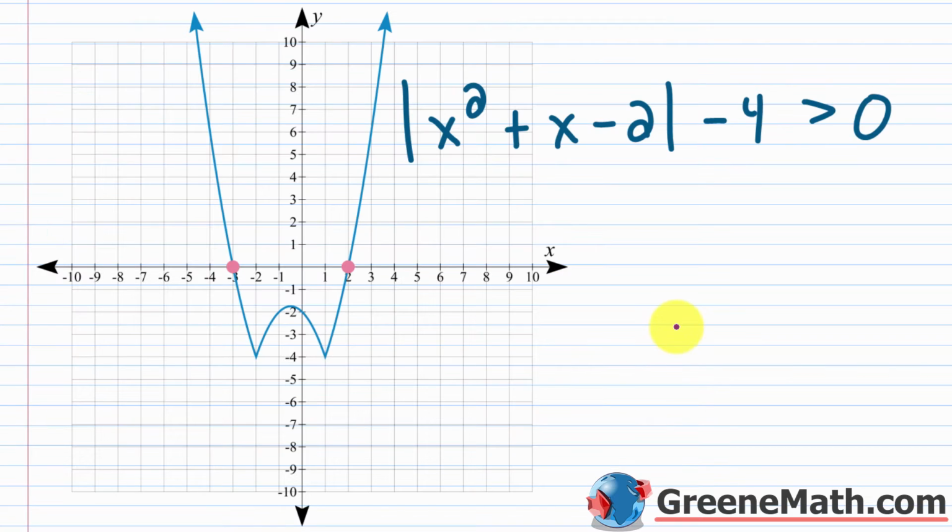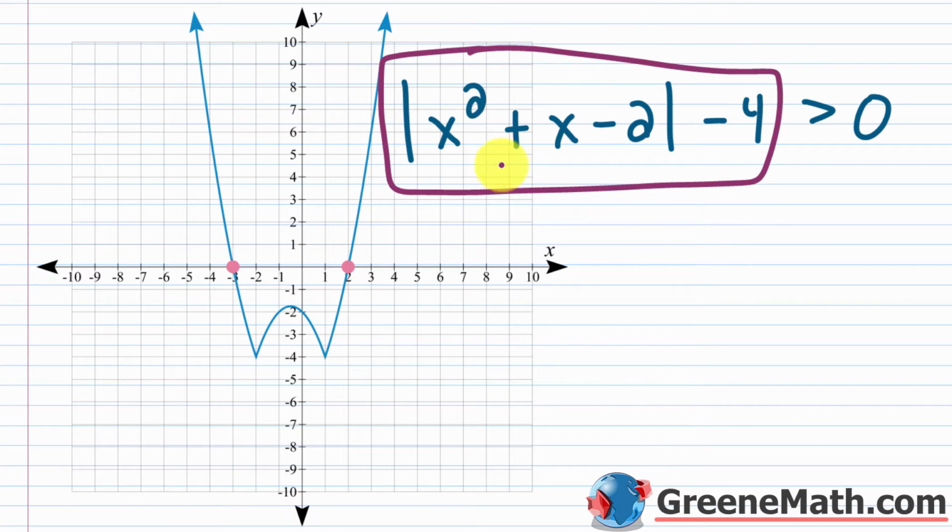Before we solve this inequality algebraically, let's look at the graph. If you take the left side of this inequality and type it into Desmos, the absolute value of x squared plus x minus 2, and then minus 4, you could put y equals in front of that if you want. It's going to give you the same graph. Basically, what you're trying to do is figure out which x values produce y values that are greater than 0.